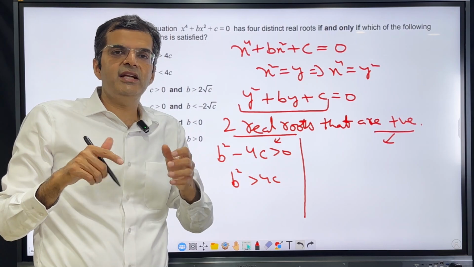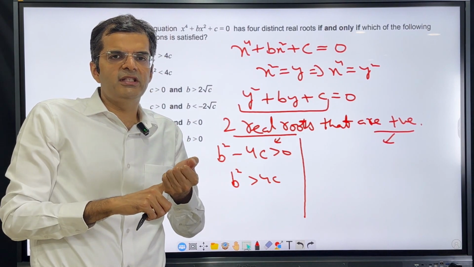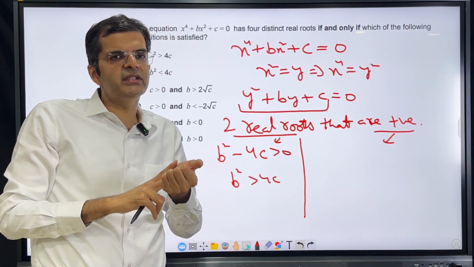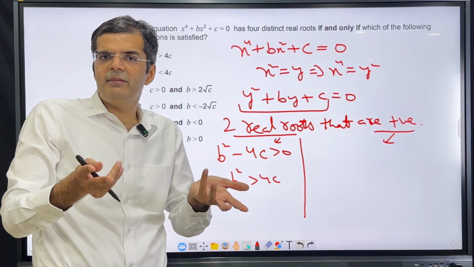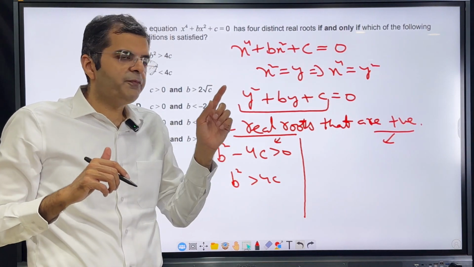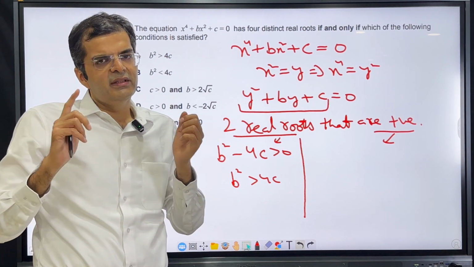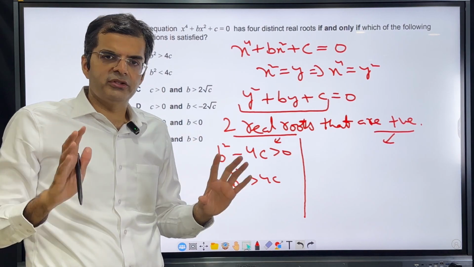Let's say both the roots are negative. If both the roots are negative, the product becomes positive, but the sum becomes negative. If one root is positive and the other is negative, their product becomes negative. The sum can be positive or negative, but the product becomes negative if one is positive and one is negative. But if the product of the roots is positive as well as the sum of the roots, then we can definitely say that both the roots are positive.